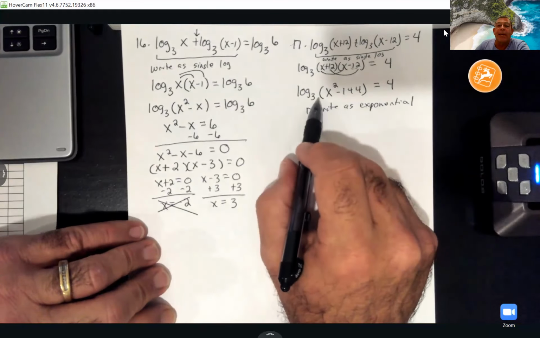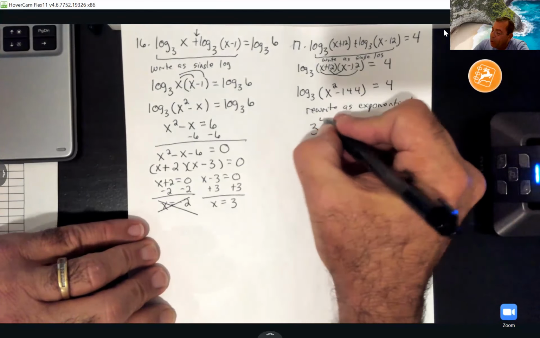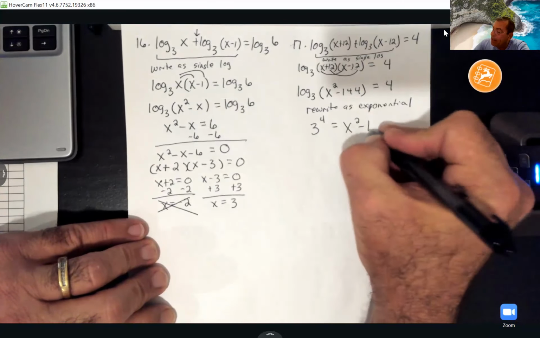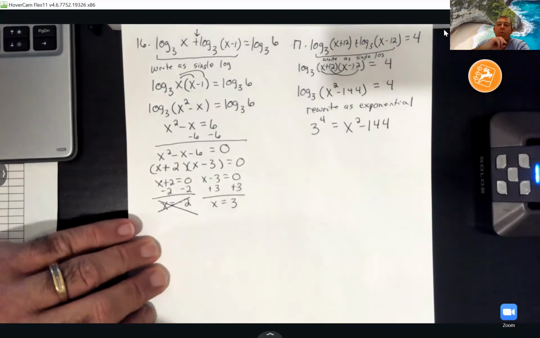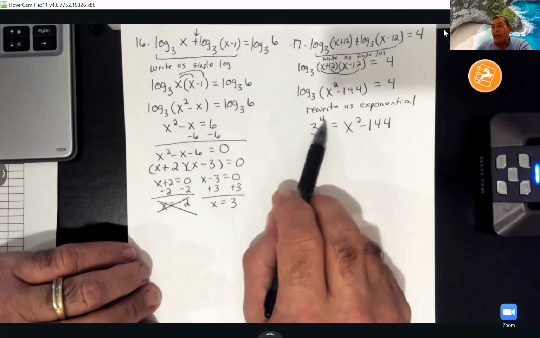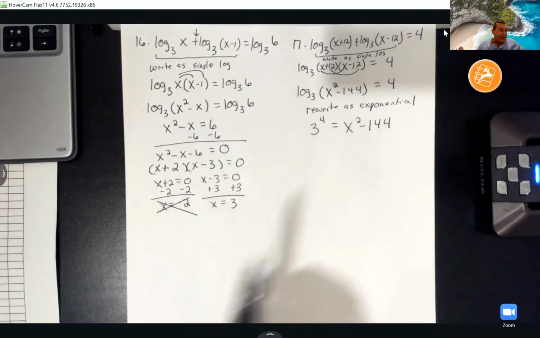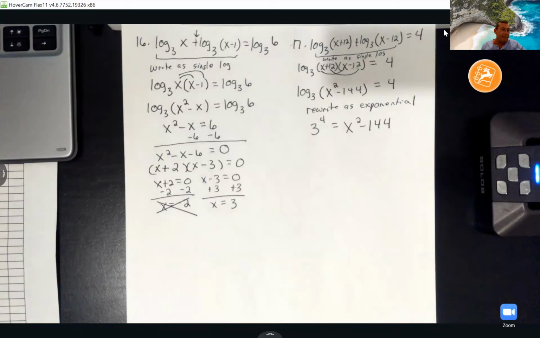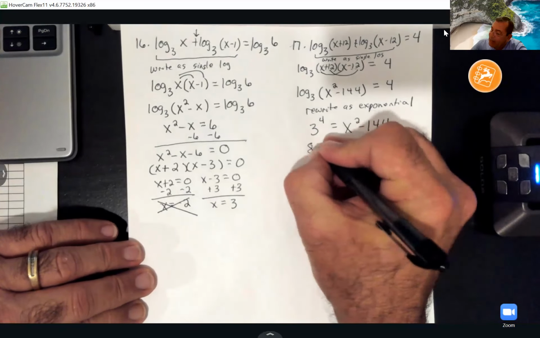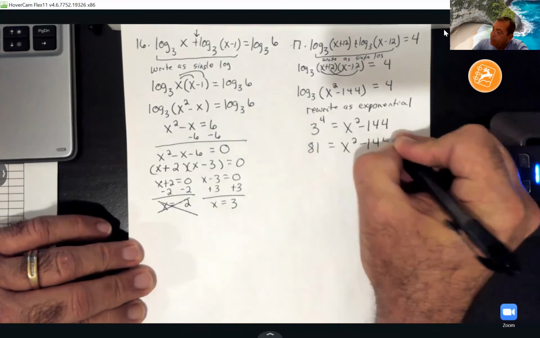So the base they give me is a 3. The exponent is a 4. And that has to equal the x squared minus 144. So y'all, we got to figure out what 3 to the 4th power is. So hit that on a calculator and see what you get. 81. Okay, so I got 81 equals x squared minus 144.